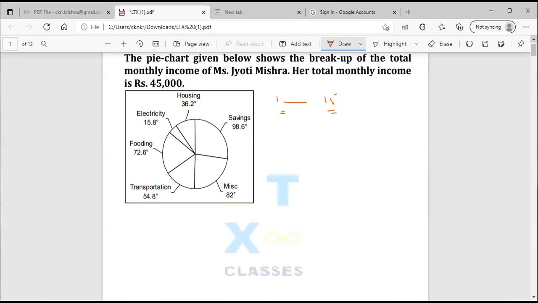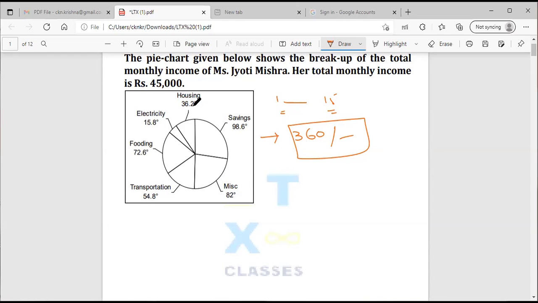So I can understand something. Let them give 45,000, let them give 68,000, 1,32,000, whatever. I don't have to bother about the number. I will take the total salary of Jyoti Mishra as 360 rupees. Why am I taking 360 rupees? Because it's a degrees pie chart. Had it been a percentage pie chart, I would have taken it as 100 rupees. Now let's kickstart the problem. But this is not going to be applicable for the last question, because there I'm not here to find the percentage or the degrees. I'm here to find the exact number. So I cannot use this for the last question. For all the rest of the questions, I'll only touch the number 360.